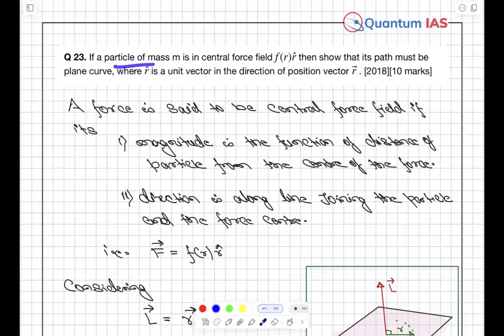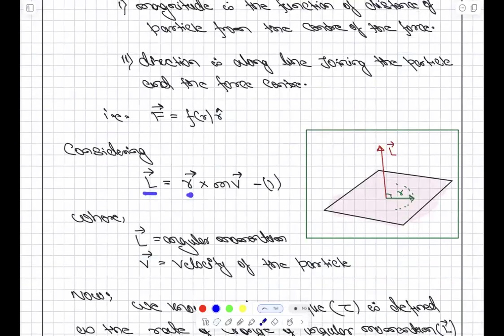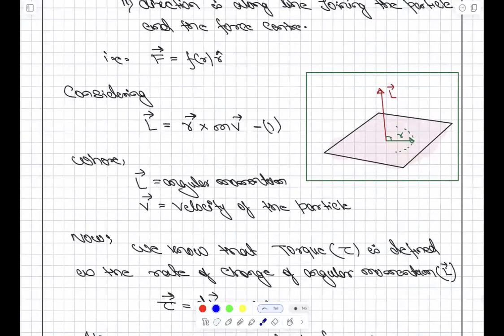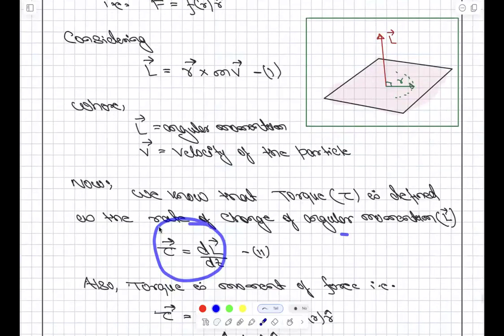If a particle of mass m is in a central force F(r), so that the path must be a plane curve, the motion will be planar, where r̂ is in the direction of the position vector r. Define the central force. Now let's come to the main point. We know that L equals r cross mv, angular momentum. Now we know that torque is defined as the rate of change of angular momentum, τ equals dL by dt. τ is also r cross F.